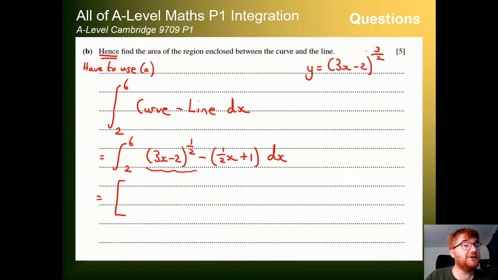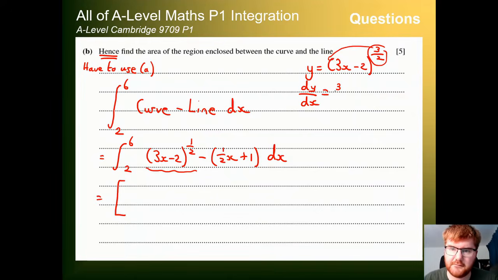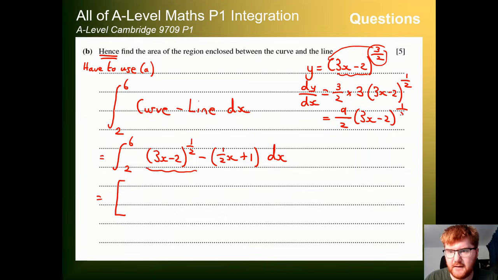If you haven't seen my differentiation video, I'd really recommend it because I go through this method a ton. If I wanted to differentiate this, my method would be to take the index, bring it to the front, so we get 3 over 2. Then we differentiate what's inside the bracket, which is 3. And then we take the entire bracket and reduce the index by 1. 3 over 2 minus 1 is 1 over 2. If I simplify this down, 3 times 3 is 9, 9 over 2, 3x minus 2 to the power of a half.